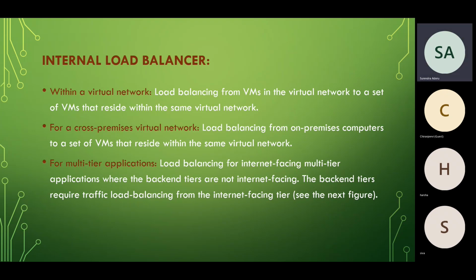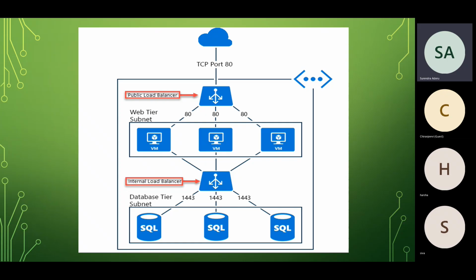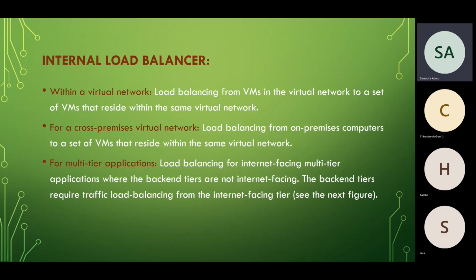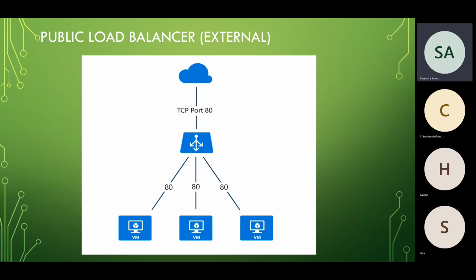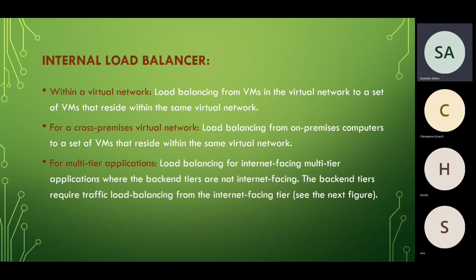So for this kind of application, Azure Load Balancer has an option to distribute the load in a round robin fashion internally as well, using a private IP. Public load balancer means your load balancer will get assigned a public IP. Internal load balancer means your load balancer will be assigned a private IP. Clear?